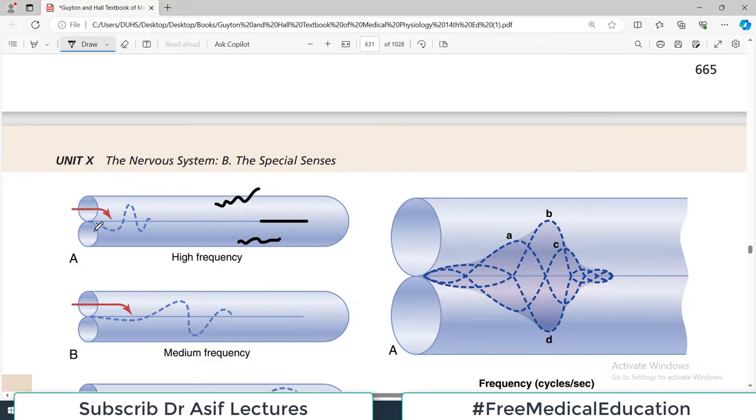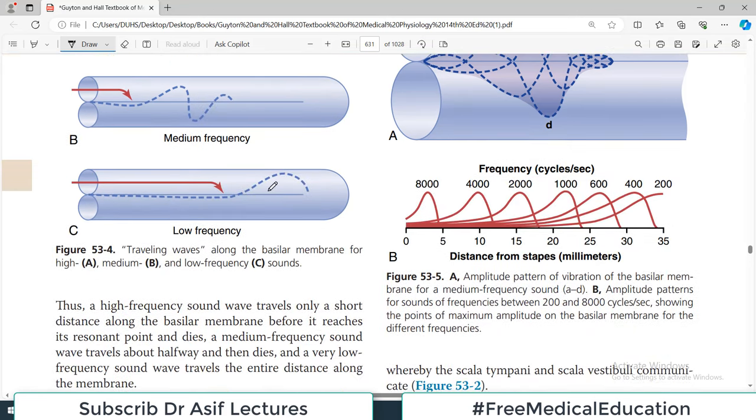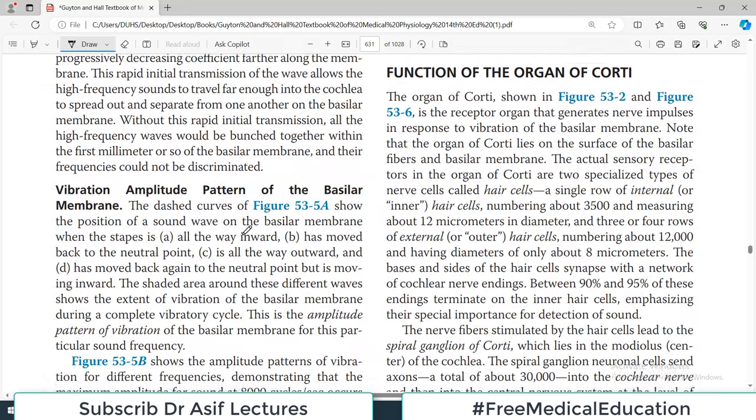Now these are the sound waves which peak and then diminish. To me, these are high frequency sound waves because they are best perceived by the base of the cochlea. These are middle frequency, this is high frequency. This will be felt at the helicotrema. So all this paragraph tells you about the same story.